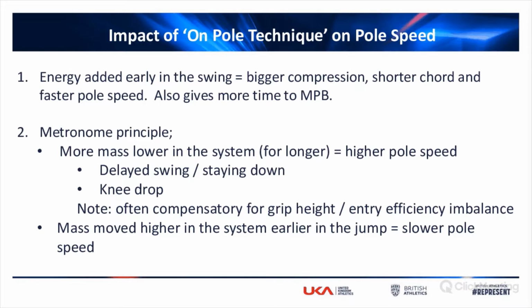And the further you move the mass from the pivot, the slower the metronome goes. And it's exactly the same when we think about the pole. So if the athlete moves more mass lower down in the system and keeps it there for longer, they can increase their amount of pole speed because they've moved mass towards the pivot, i.e. down towards the bung. And the ways that they can do that is that they can delay their swing and they can stay down in the pole system for longer.